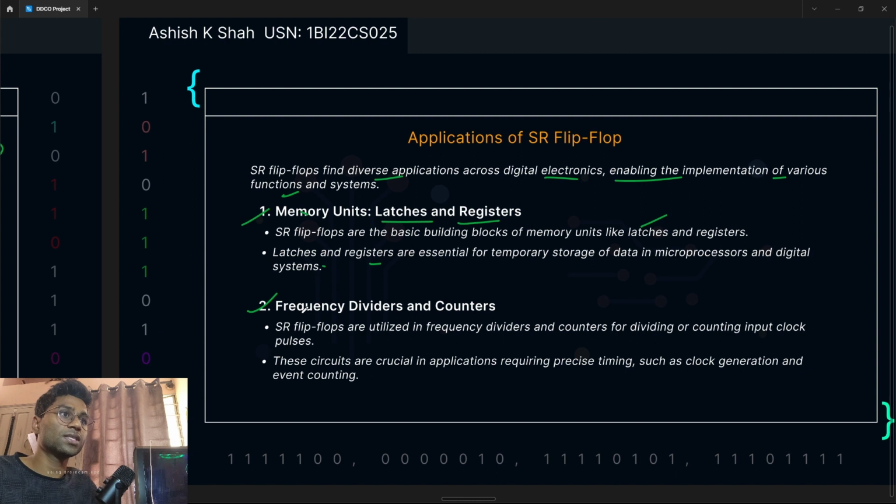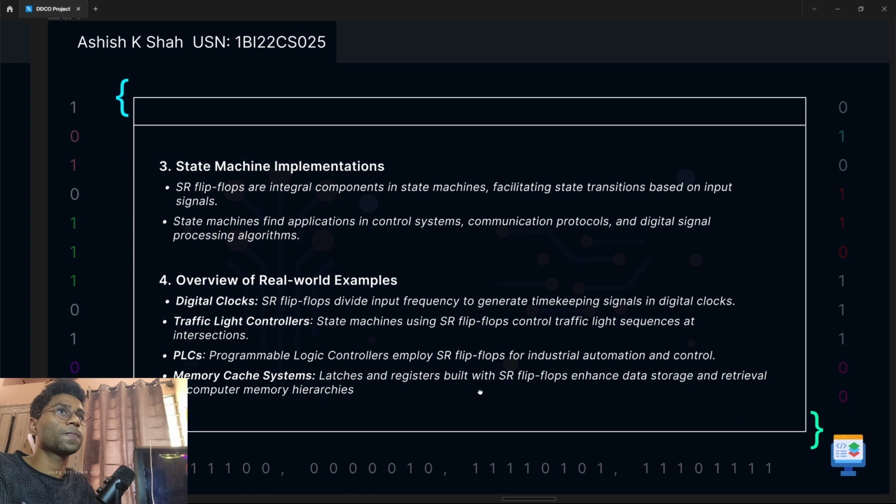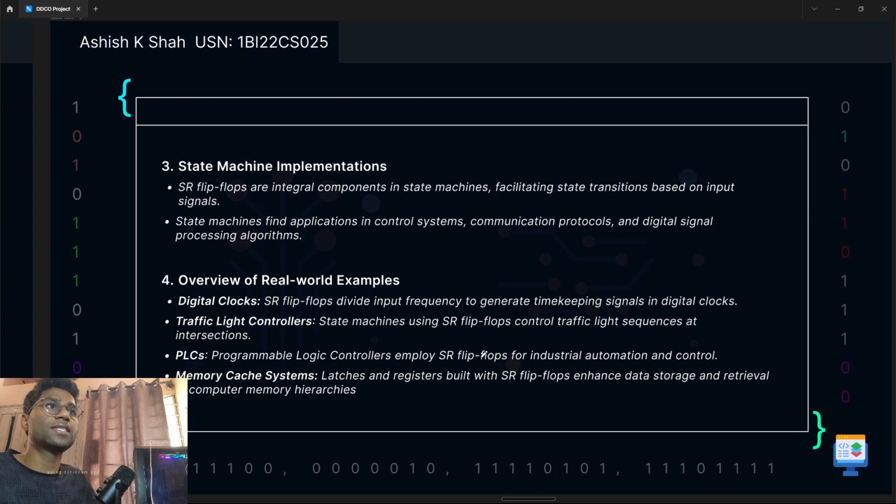Another application is frequency dividers and counters. Counters are the advanced version of latches or flip flops. We will learn about them in the next slides. SR flip flops are utilized in frequency dividers and counters. These circuits are crucial in applications requiring precise timing, such as clock generation and event counting. State machine implementation is another application of SR flip flop.